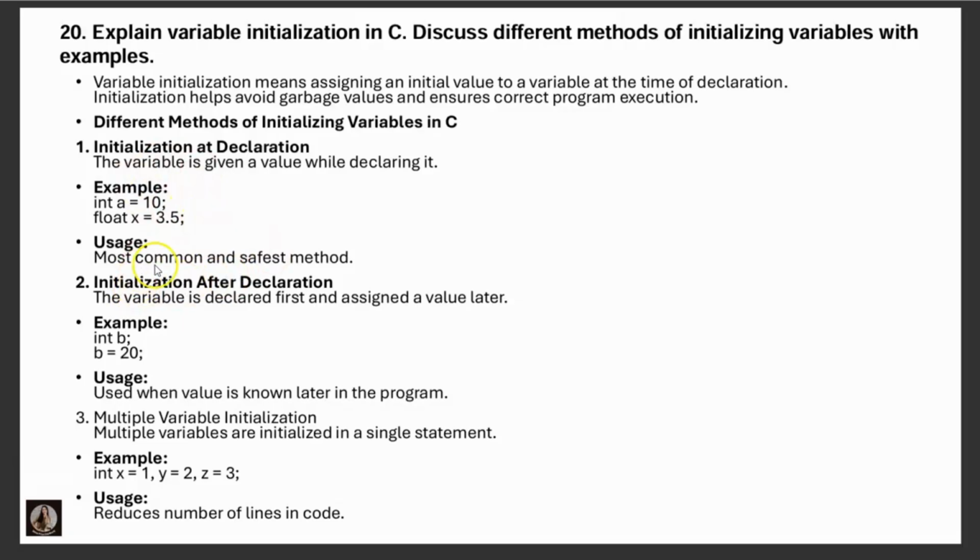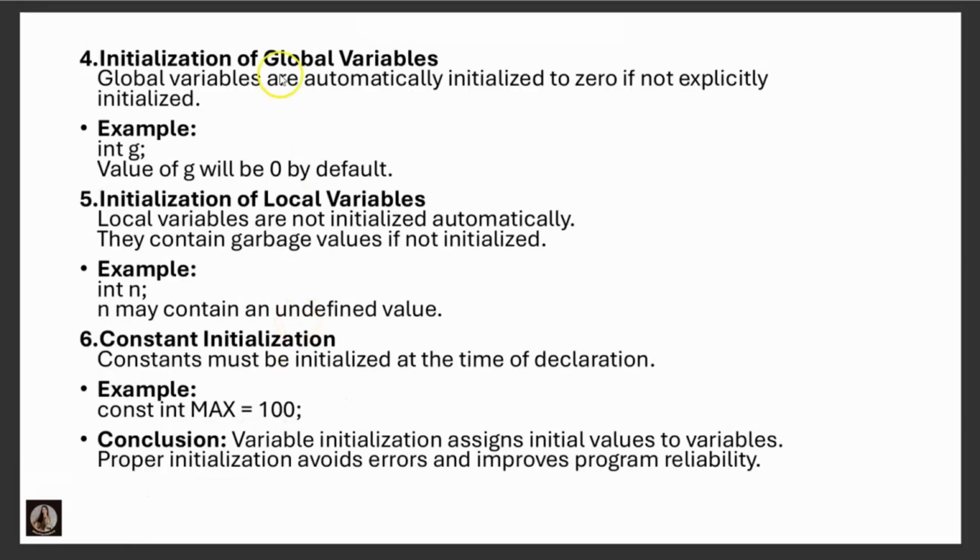And the second one is initialization after declaration. Here you can see I have declared first. After that, I have initialized that variable to 20. The variable is declared first and assigned the value later. Clear? It is used when the value is known later in the program. Multiple variable initialization: multiple variables are initialized in a single statement. That is, int x = 1, y = 2, z = 3. It reduces the number of lines in the code. Clear? Let's move to the next one.